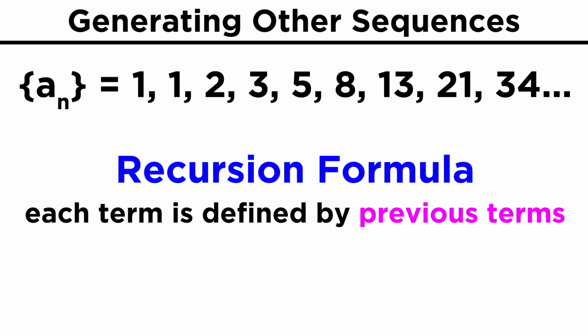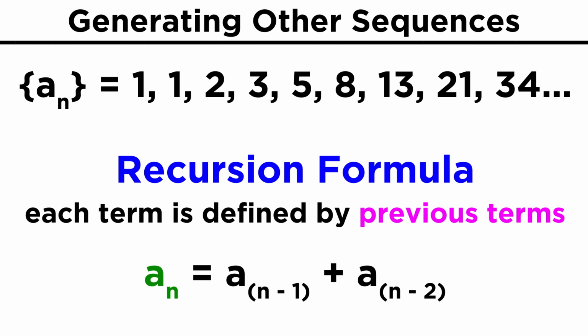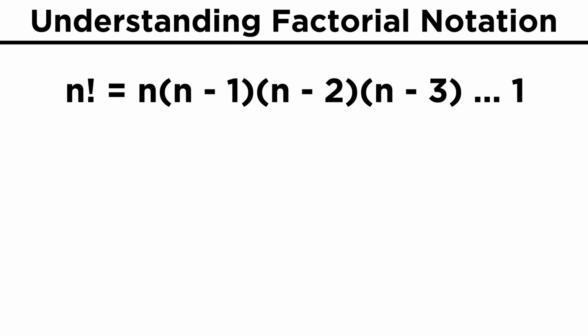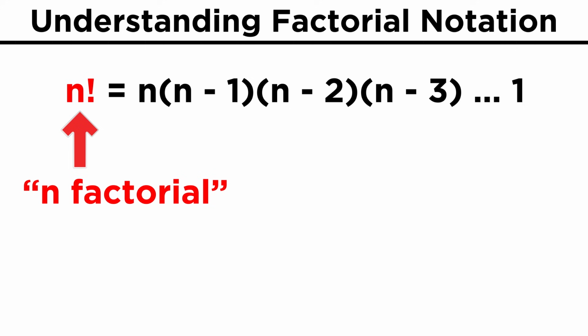This sequence uses a recursion formula, meaning that we can define any term, a sub n, by previous terms. In this case, a sub n will equal a sub n minus 1 plus a sub n minus 2. With these expressions, referring to the term immediately prior to the term in question, and the 1, 2 before. Another type of sequence that does this can be found with factorial notation. The sequence n factorial, with factorial being represented by an exclamation mark, is equal to n times n minus 1 times n minus 2, all the way until we get to 1.